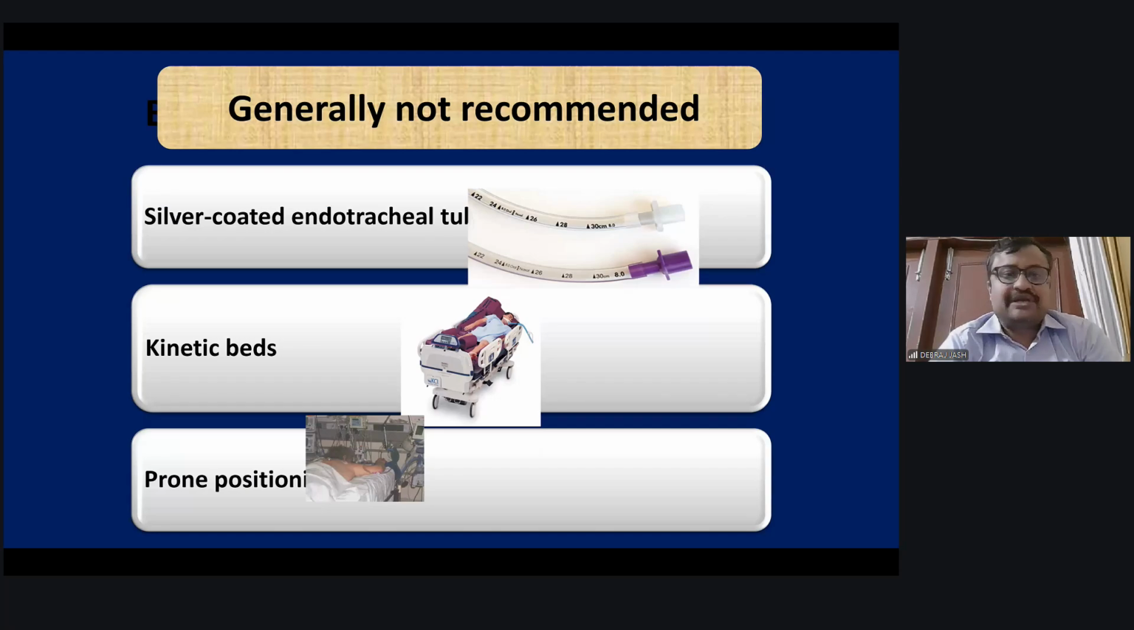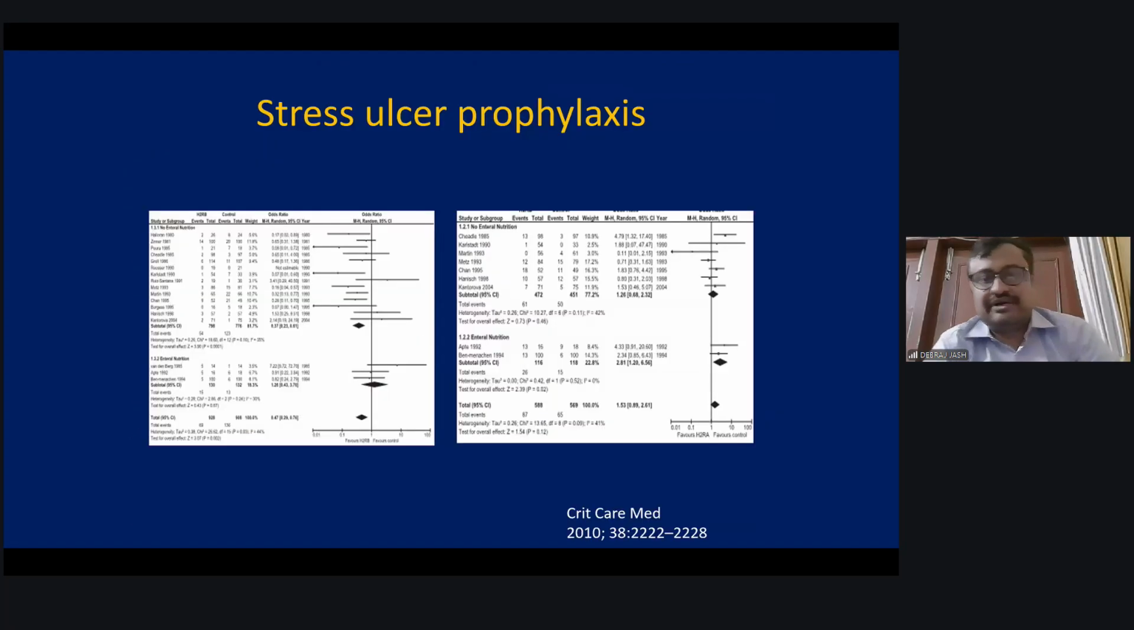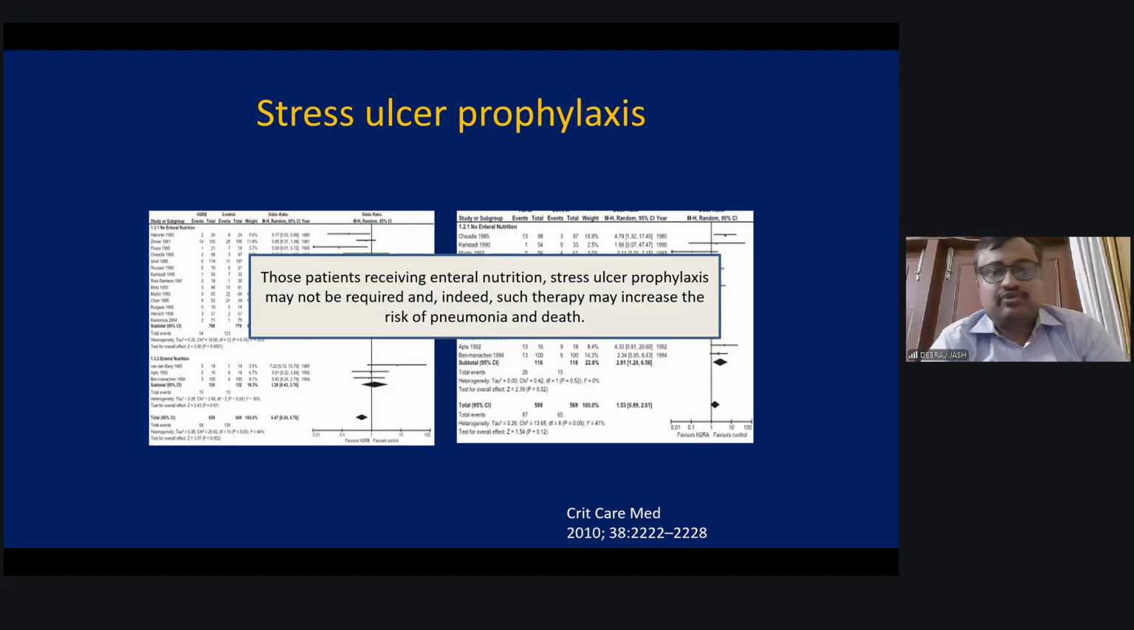Silver-coated endotracheal tube doesn't reduce the rate. Kinetic beds don't reduce the rate. Prone positioning should be used, but for reducing VAP regularly, prone positioning is not required. Stress ulcer prophylaxis, again, very much controversial. In those patients who are receiving enteral nutrition, it is not required regularly.